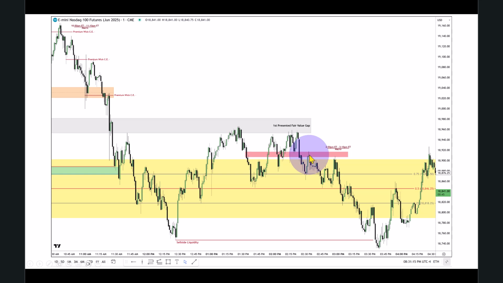And right in here it hits, starts to work lower, and one more time, but during a macro, 250 to 310 hits the first presented fair value gap of the afternoon opening range, which is 1:30 to 2 o'clock. Tongue twister. I'm not going to edit any of this stuff out.